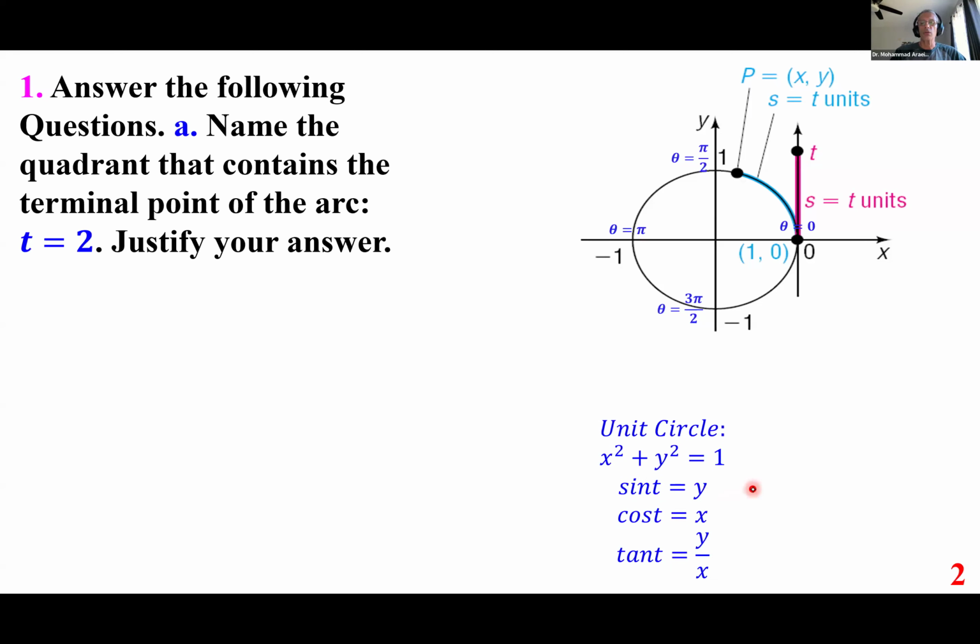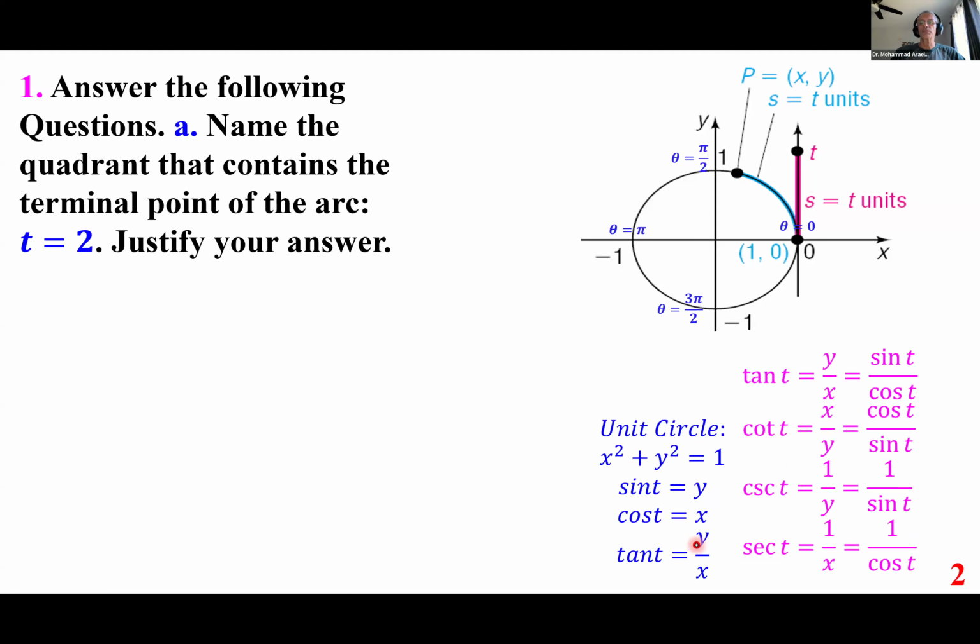Sine represents the y, cosine represents the x, tangent is y over x. And you can see the rest of them are the reciprocals, so that's good enough. So remember, this is located at 0, and this is pi over 2. Pi over 2 is about 3.14 divided by 2, so it's about 1.57. Pi is about 3.14, and 2 pi is about 6.28.